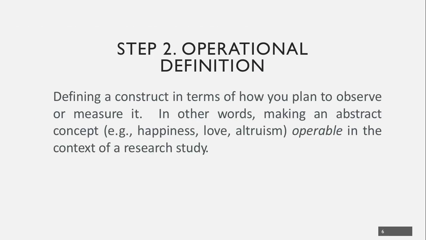The second step to taking a construct and turning it into a variable is coming up with the operational definition. This is how you actually plan to measure the construct. So it's taking the abstract and turning it into something measurable, operable. That's why we call it the operational definition, because it actually is able to operate in your study.